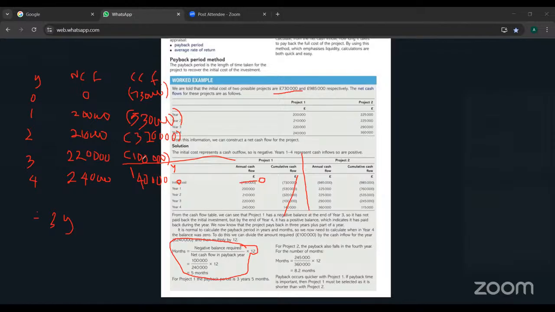That means now year 3 the cumulative cash flow is minus 100,000, right? So the next year's cash flow, annual cash flow. So after this, the next year's cash flow is 240,000. So what you need to do is 100,000 divided by 240,000 into 12, which will give 5 months. Okay, the working is here. So I didn't do the working. So 3 years and 5 months. So this is the answer for this question.